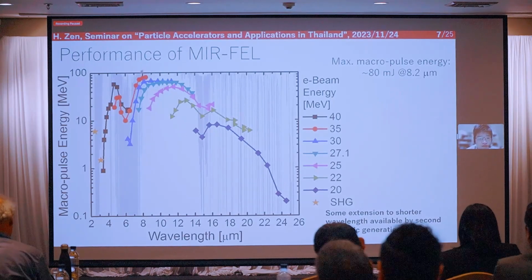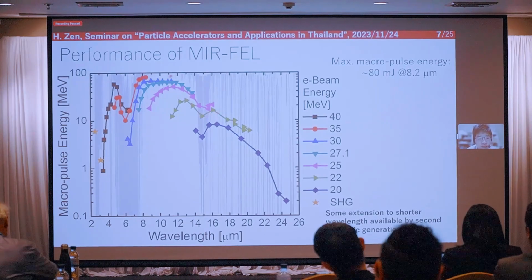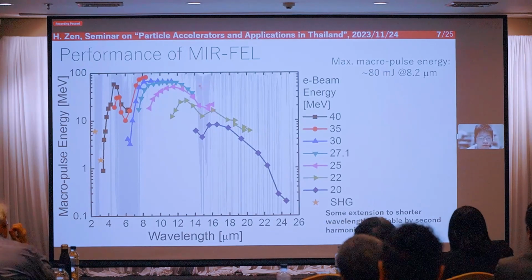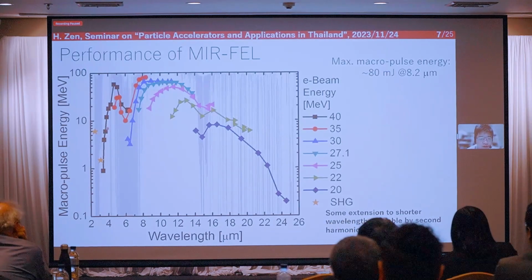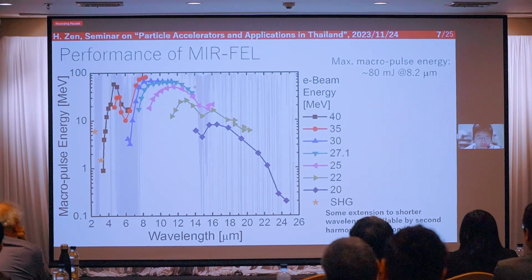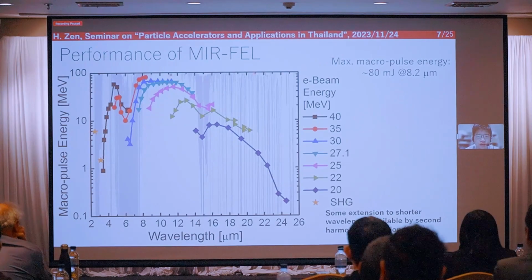This dip around here and here corresponds to the absorption in the atmosphere by water vapor, and we can also have carbon dioxide absorption. This absorption can be avoided by filling the transport beamline with nitrogen gas or dry air, so that we can use a very broad wavelength range like this. And the maximum macropulse energy was around 80 millijoule at 8.2 micrometer.